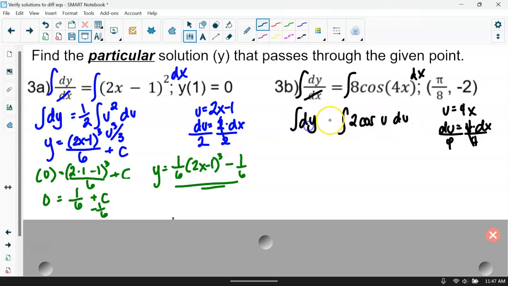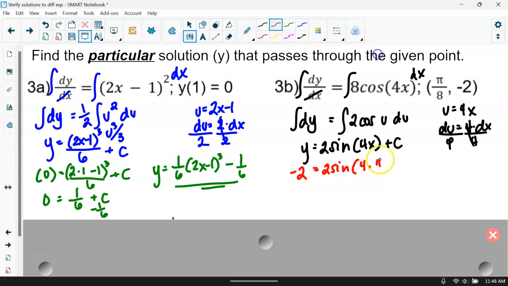And again, with respect to y. So y is equal to integral of cosine is sine. So 2 times sine of u, which is 4x plus c. So here we go. Y is negative 2. 2 times sine of 4 times pi over 8. Well, notice here that this simplifies to 2 times sine of here, because that's 4 over 8, which is 1/2, pi over 2 plus c.